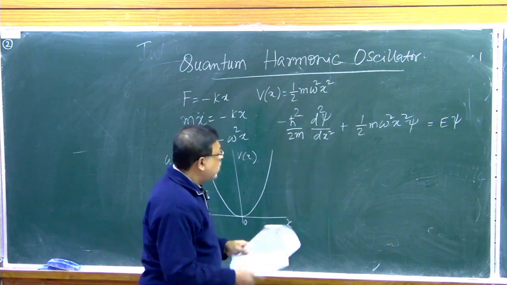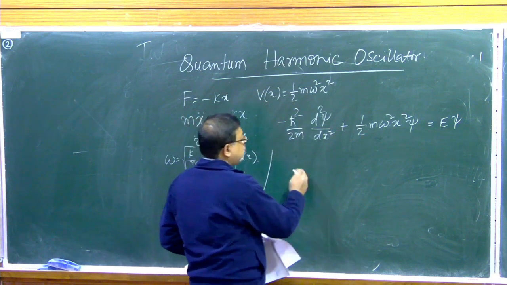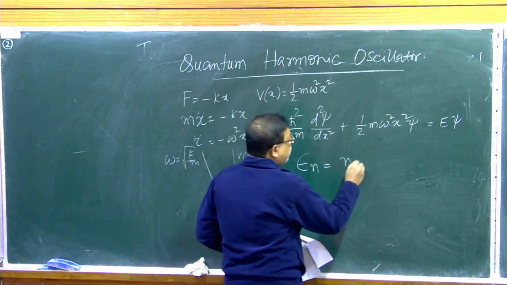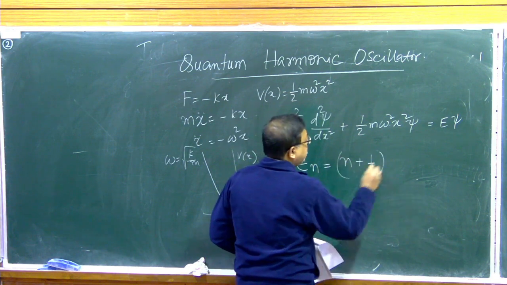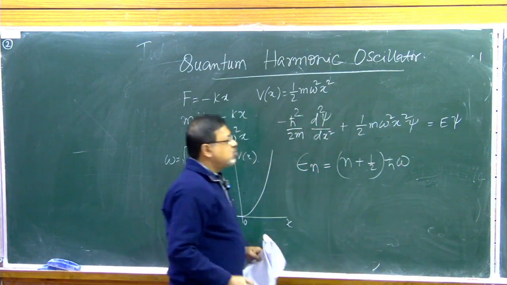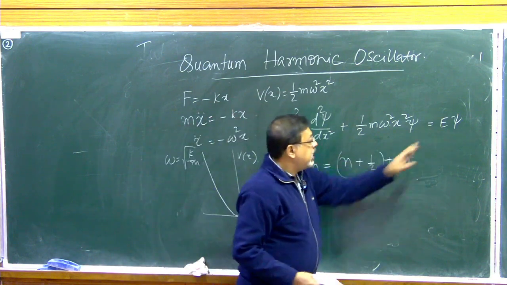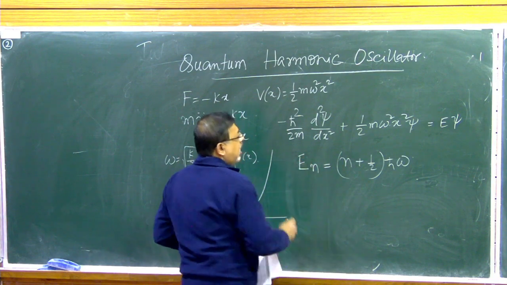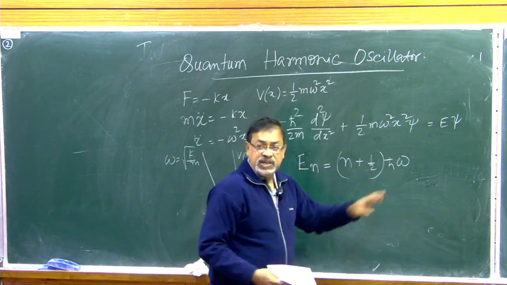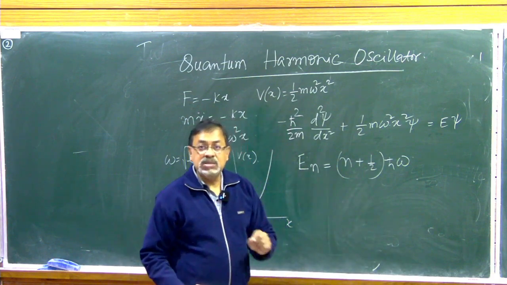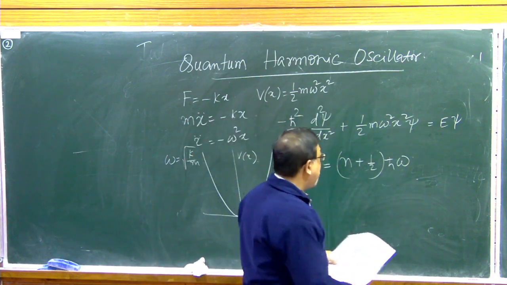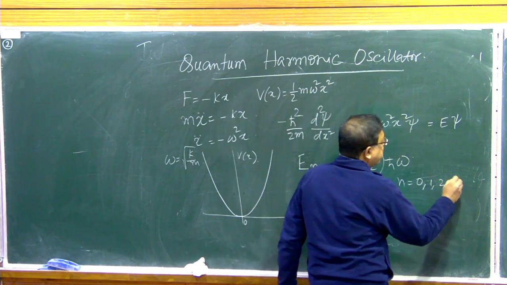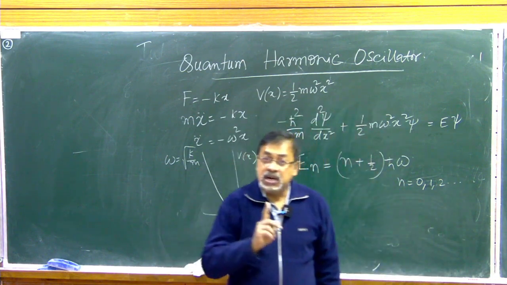Okay, so we will not solve this, but we'll show the energy eigenvalues, which have a very simple form. If you solve this problem, the E, let's call it En, is n plus half h cross omega, where n is the quantum number. Now, quite interestingly, n takes values 0, 1, 2, 3 and so on, all integer values including 0.